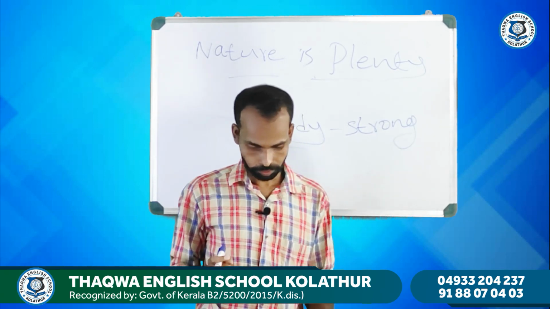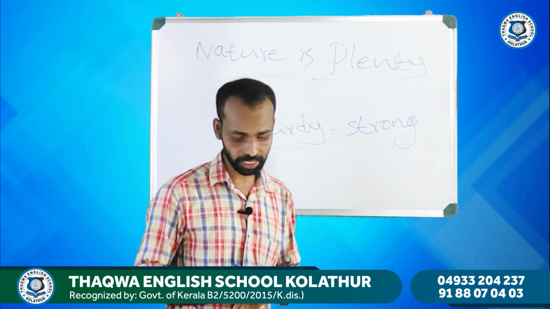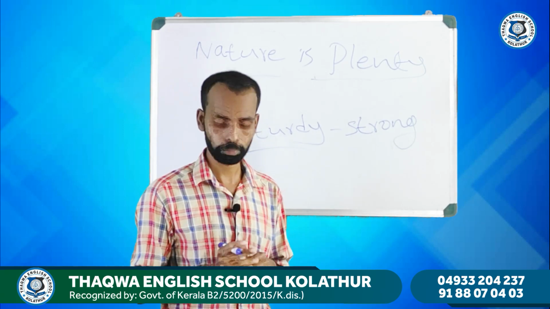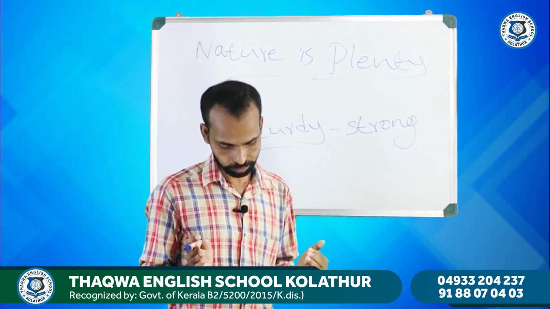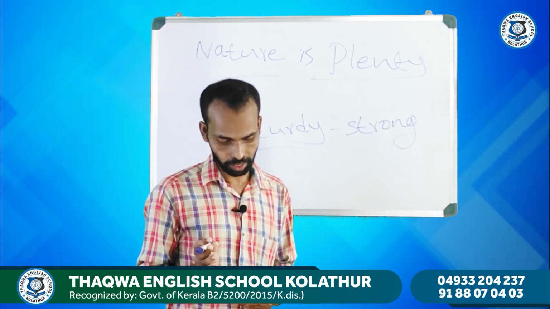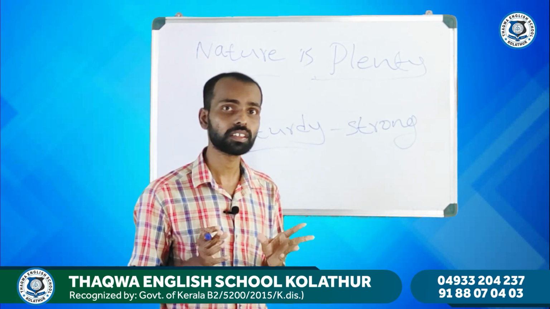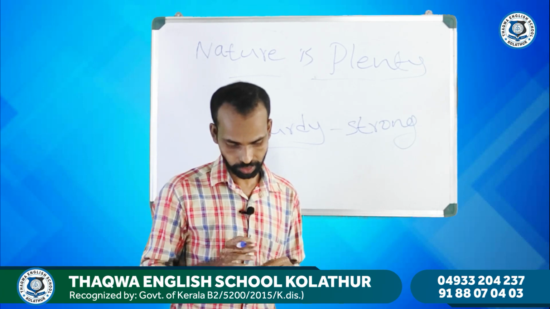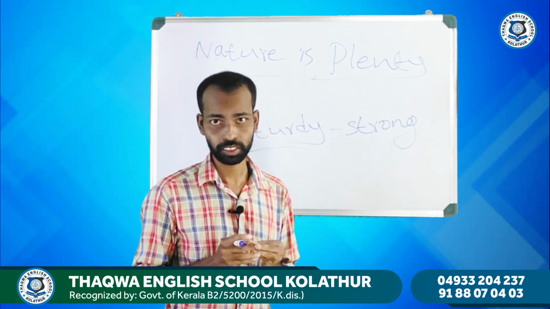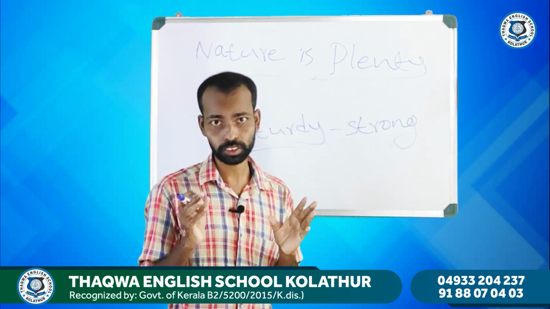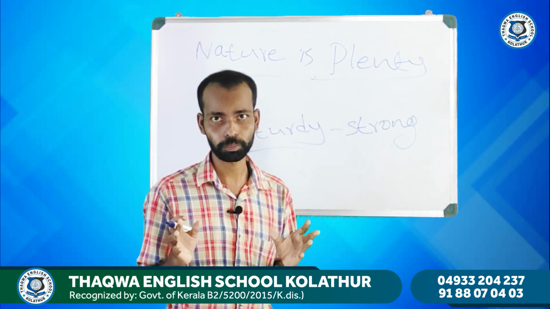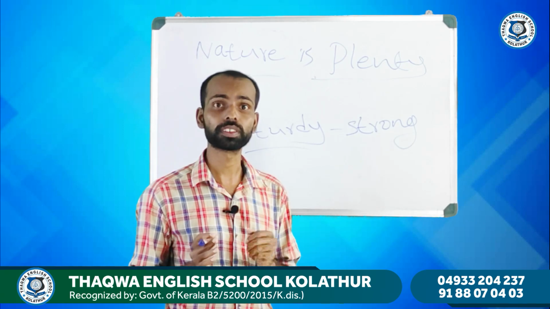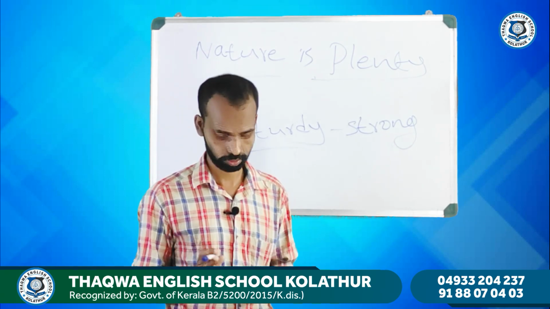And with untidy black hair and shining black eyes. His hair was untidy and its color was black, and his shining black eyes. His eyes also black and shining. He had fine features and a clear brown skin. His features means his shape is very fine, very good shape, a good looking boy. And a clear brown skin. His skin color is brown.